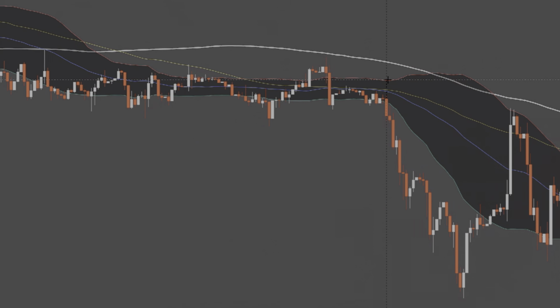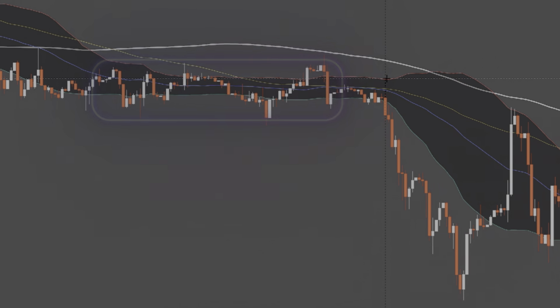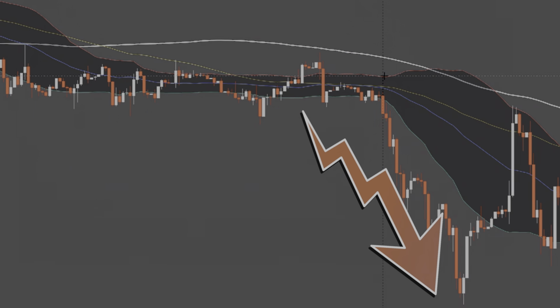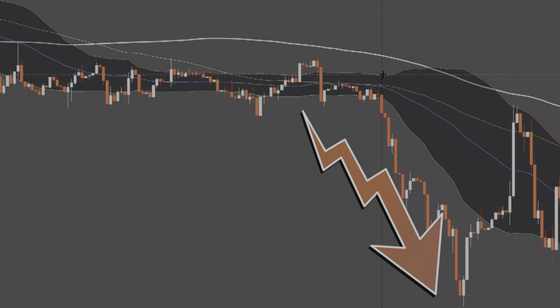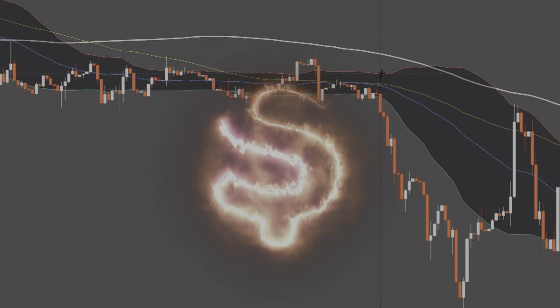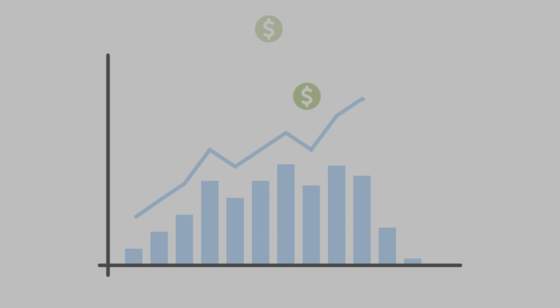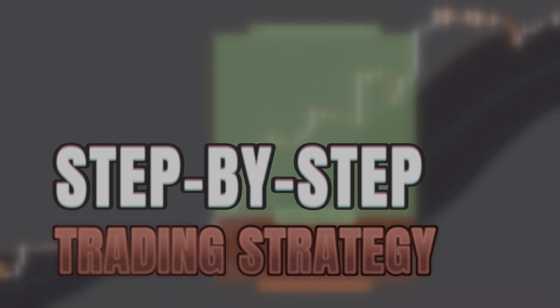Look here at this downtrend. The bands crush together, the trend is screaming downwards, and then boom, the price smashes through the floor, giving you a crystal clear short opportunity. These are the explosive high probability setups we're going to build, step by step right now.